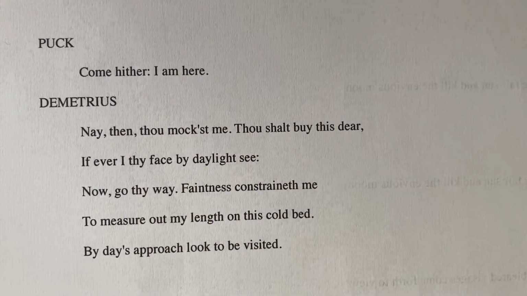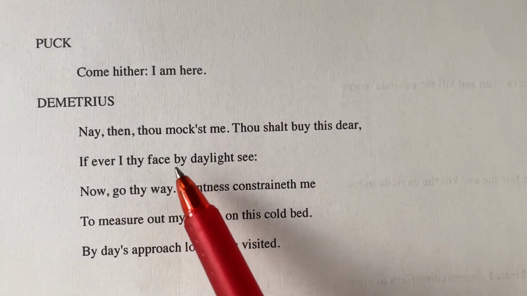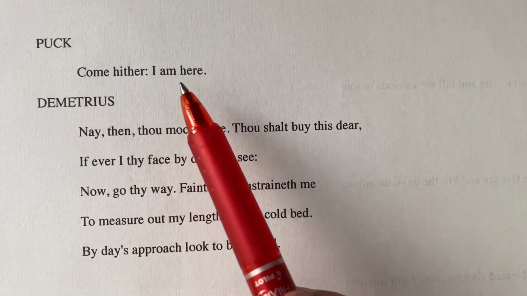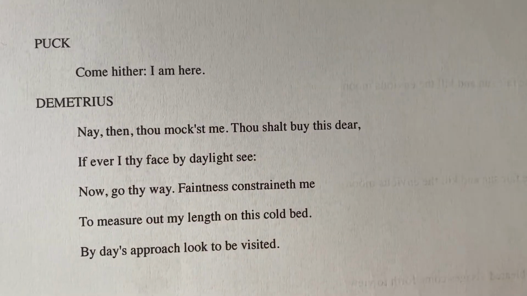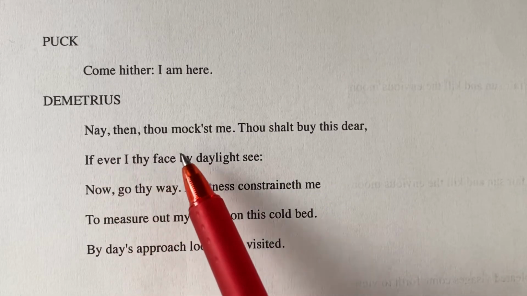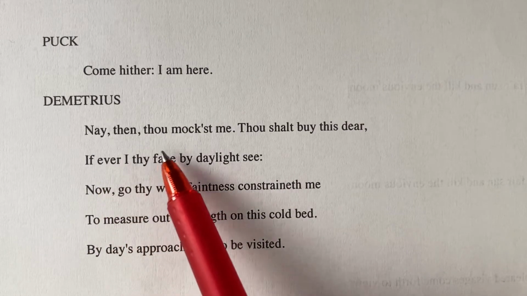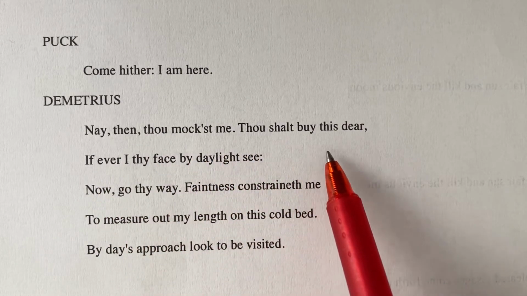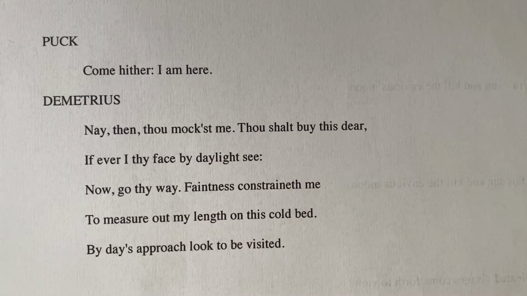Let's take a look at this example from A Midsummer Night's Dream. So here we can see Puck has a line, "Come hither, I am here." And he's telling Demetrius, basically, come at me, bro. Come fight me. So we can see Demetrius starts off talking, "Nay, then thou mockst me, thou shalt buy this deer." So we know this is a regular line of iambic pentameter.